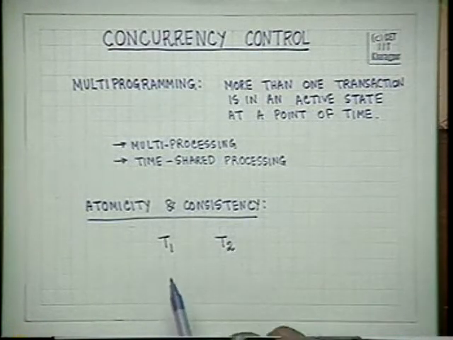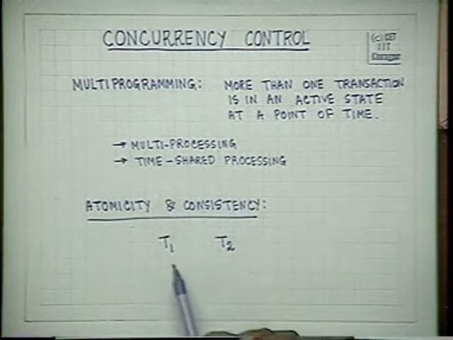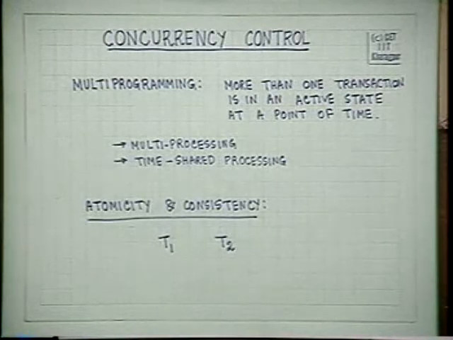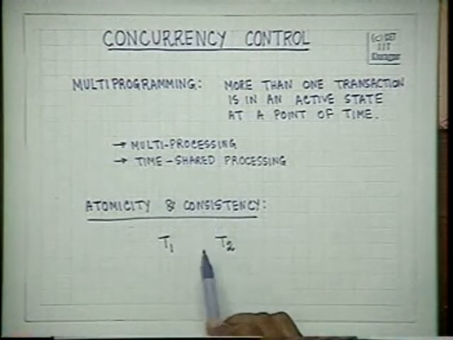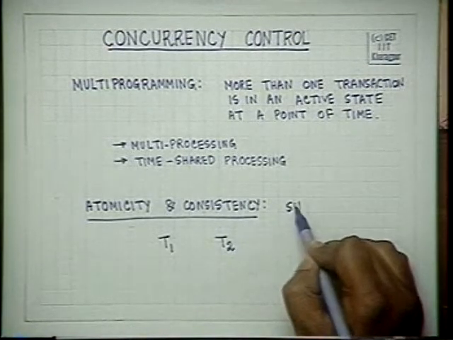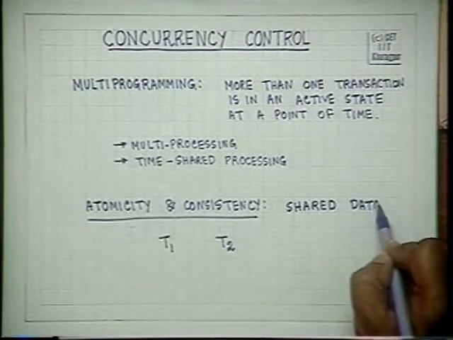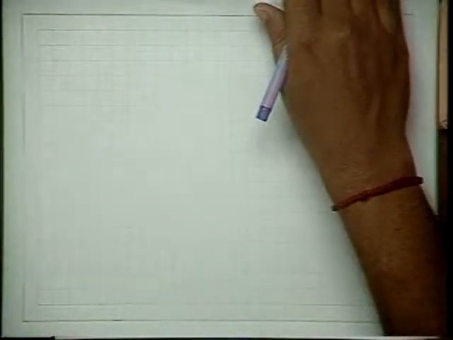The difficulty comes up when T1 and T2 do share some amount of information. And let us see what is the problem when T1 and T2 do share some amount of information. So, the problem of inconsistency may arise only when we have got shared data. In order to study atomicity and inconsistency or consistency, we have to see what is meant by concurrent execution of more than one transaction.